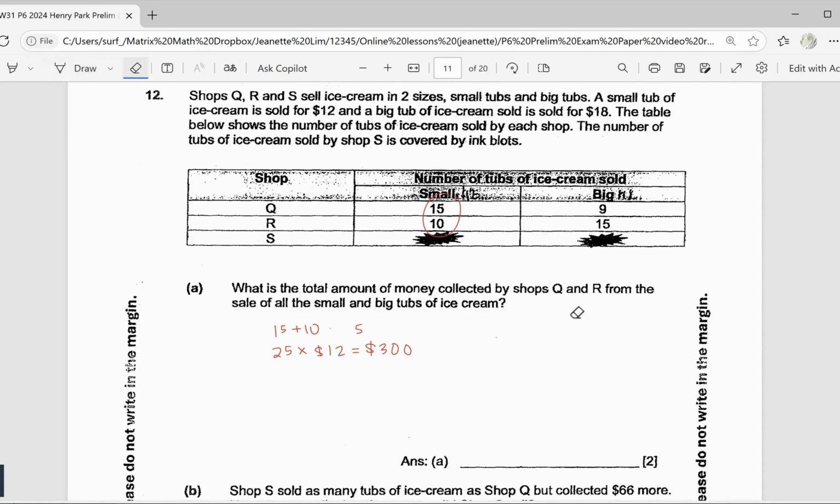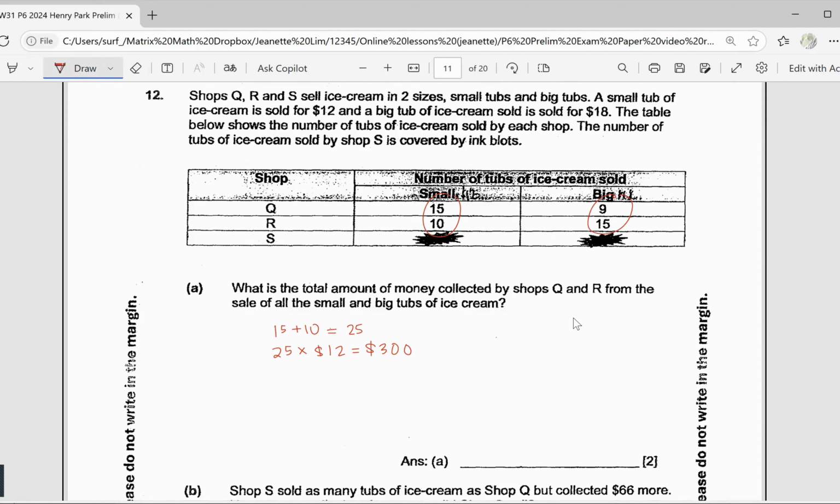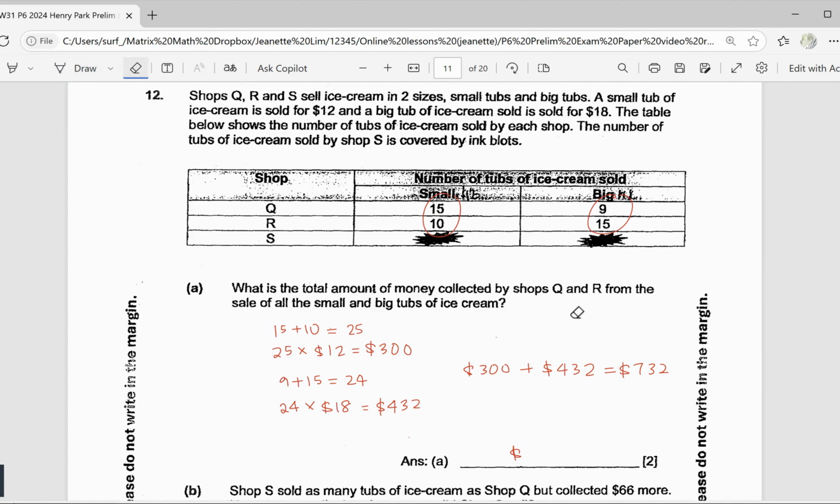Then for the big tubs, we're looking at this. So 9 plus 15, which is 24. Now 24 big tubs will be 24 times $18 because each big tub is $18. This would be $432. Okay, you want to find the sum, so we add them up. $300 and $432. Okay, so answer for part A is $732.